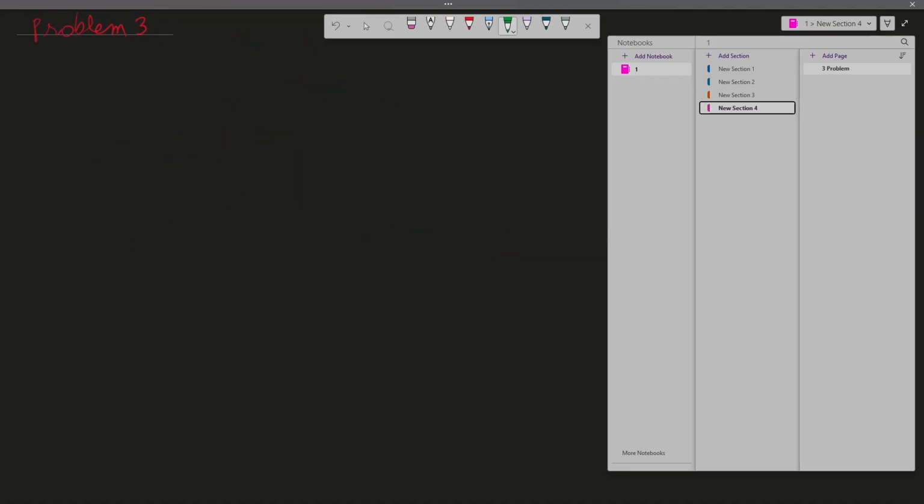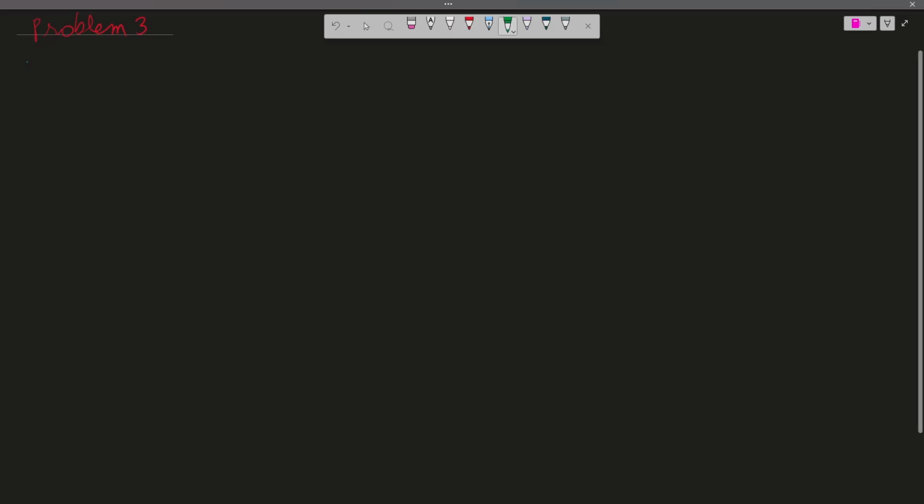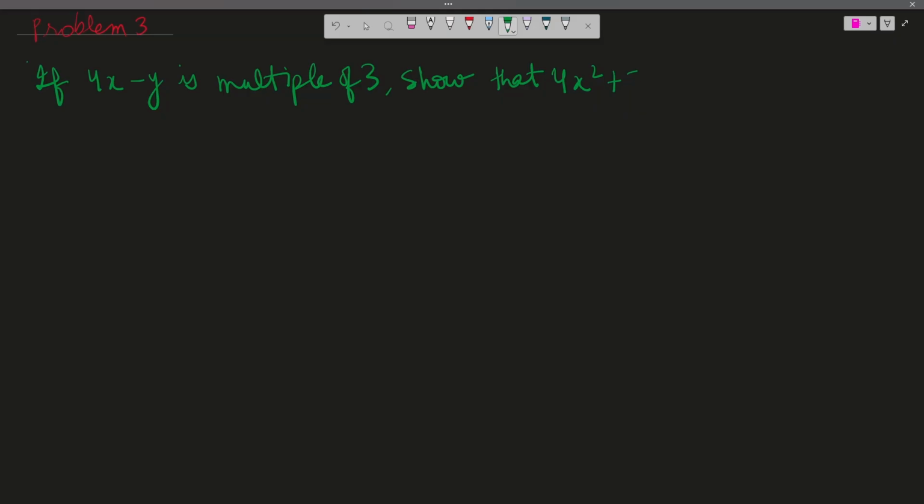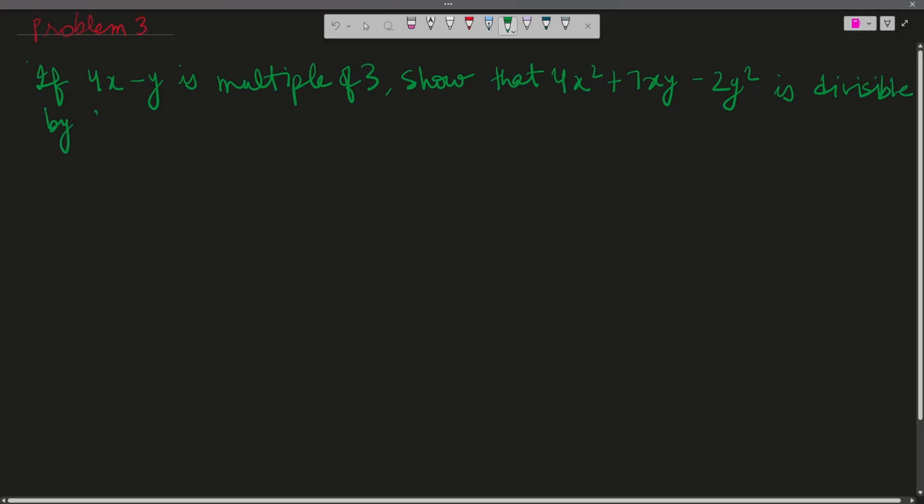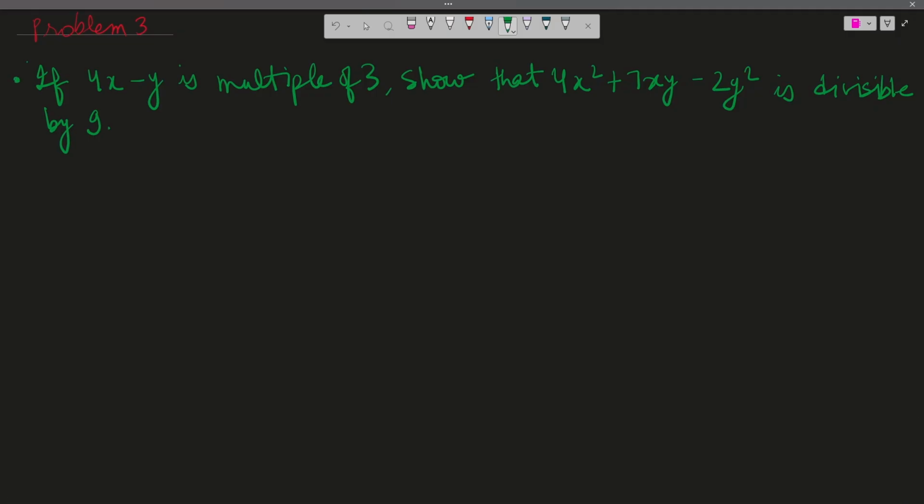Now the last part, problem 3. In the case of problem 3, it is stated that if 4x minus y is a multiple of 3, then we have to show that 4x square plus 7xy minus 2y square is divisible by 9. So how could we show that?